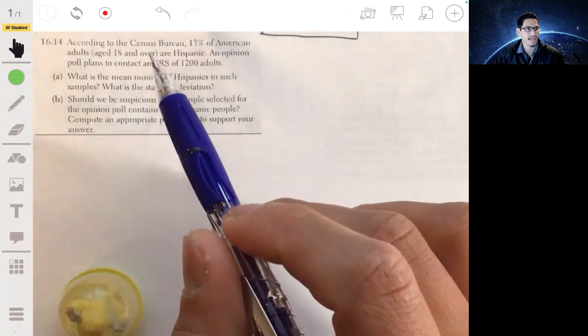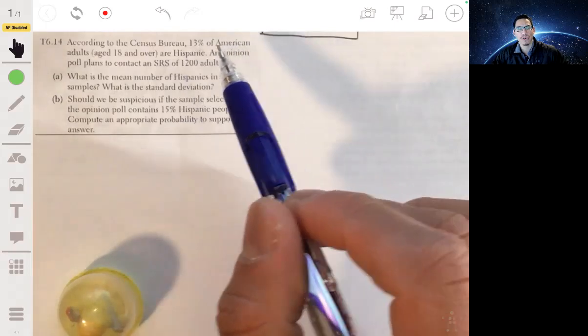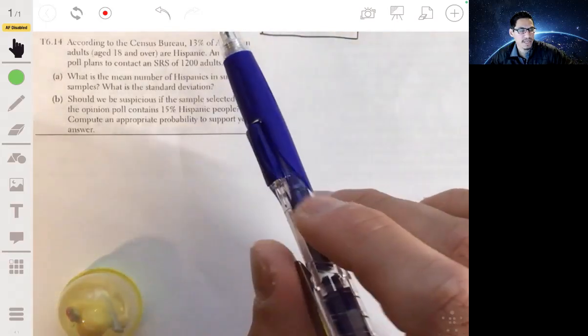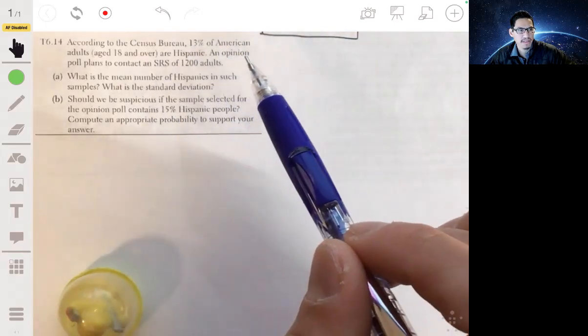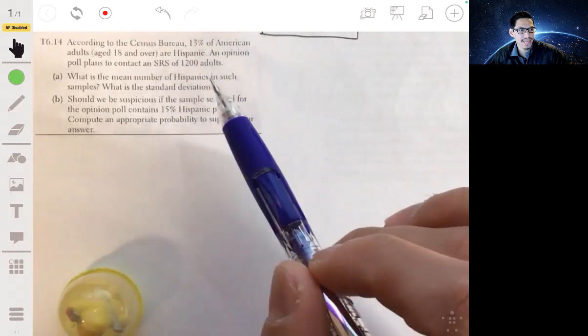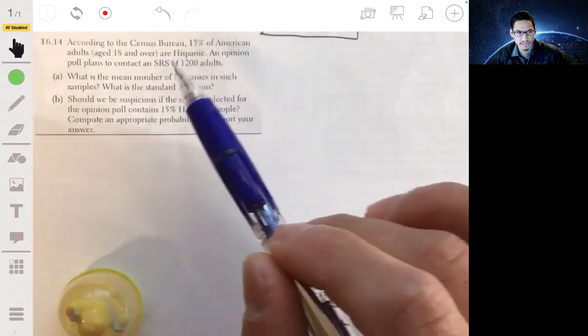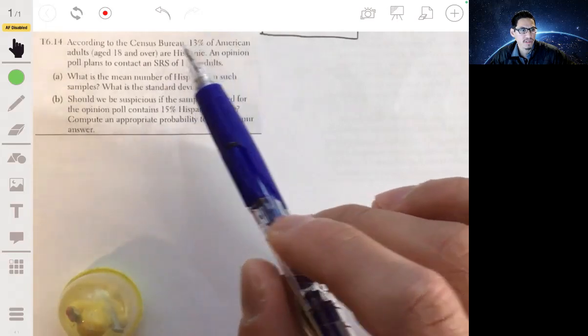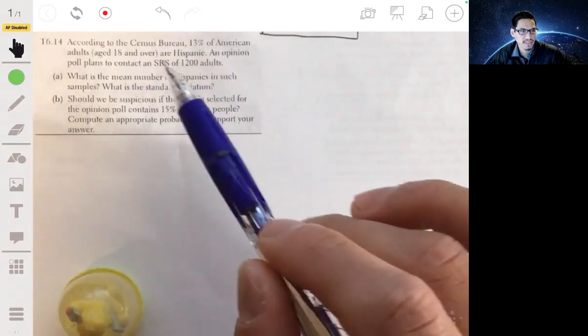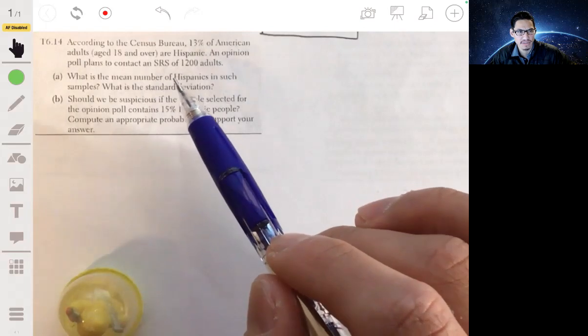Okay, so here we have that according to the Census Bureau, 13% of American adults age 18 and over are Hispanic. An opinion poll plans to contact an SRS, or a simple random sample, of 1,200 adults. What's the mean number of Hispanics in such samples? What is the standard deviation?